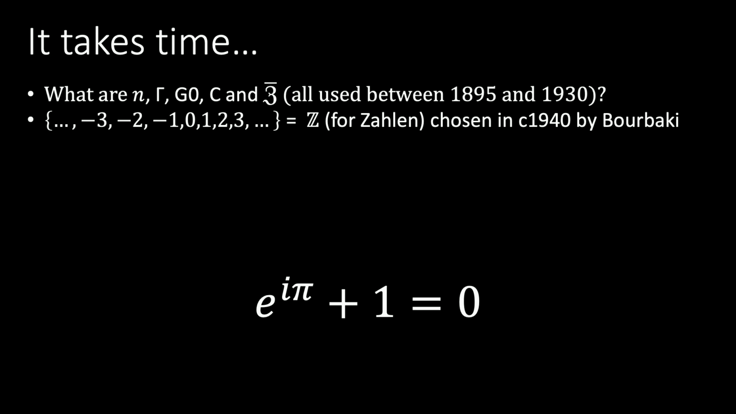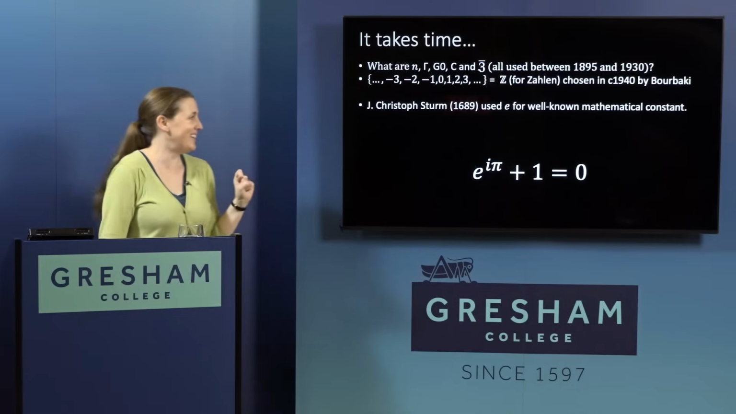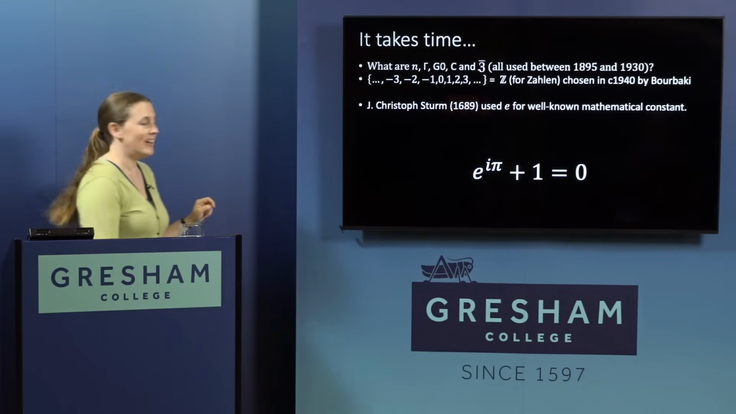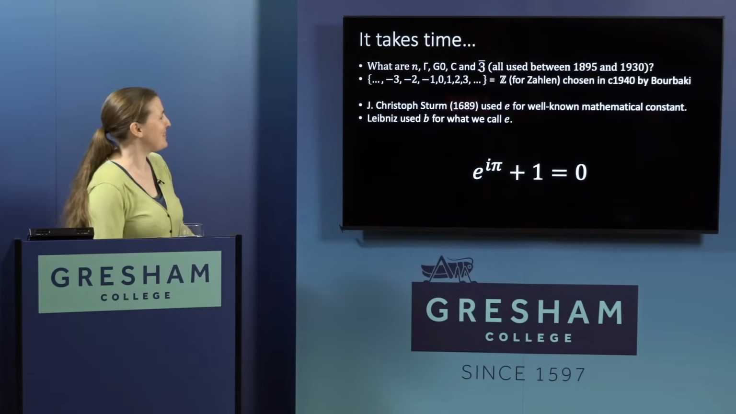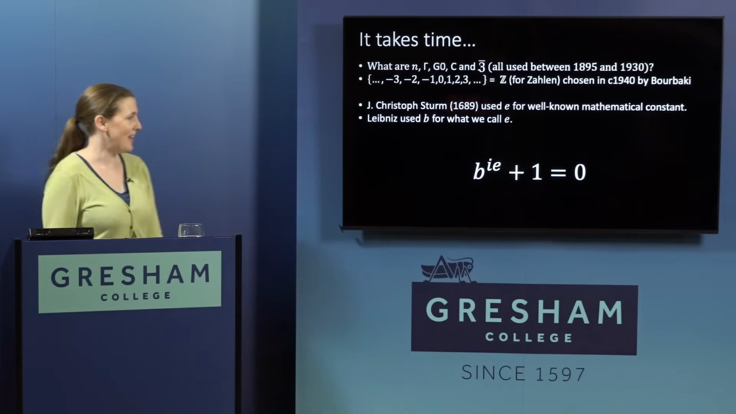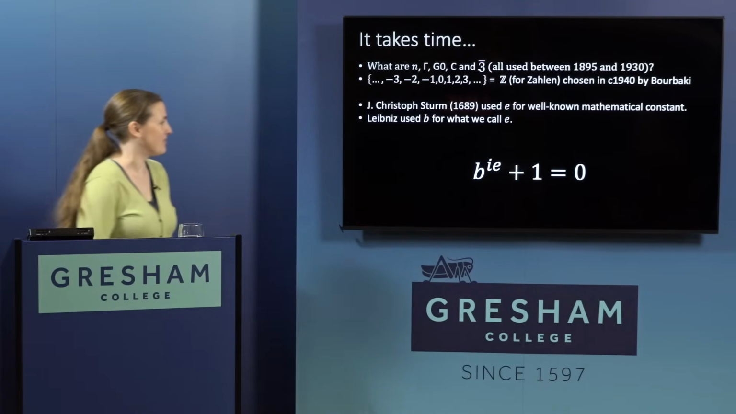So when did we get these symbols, e, i, and pi? Well, Johann Christoph Sturm in 1689 was the first to use a letter for the well-known mathematical constant. Now, he used e, but the well-known mathematical constant he was using a letter for was what we now call pi. So I love that, because the first letter used for pi was actually e. And what was the first letter used for e? It was b. So if we were to follow historical precedent, this equation would be written b to the ie plus 1 equals 0, which just looks very strange to our modern eyes. So we don't always use the first bit of notation for things.